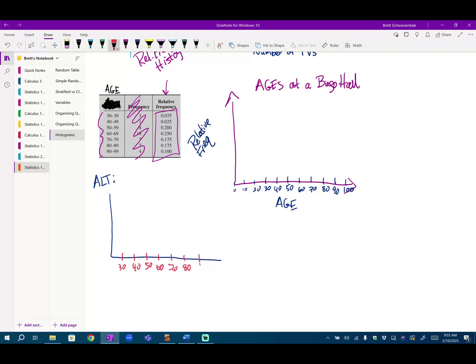Till we get to 100. Now, if we do that, we have to be careful. We can't just leave it like that. Why? Because this distance here is 10 and this distance here is 30. That is not drawn to scale. So if it is not drawn to scale, that means we always have to, again, put that double backslash.